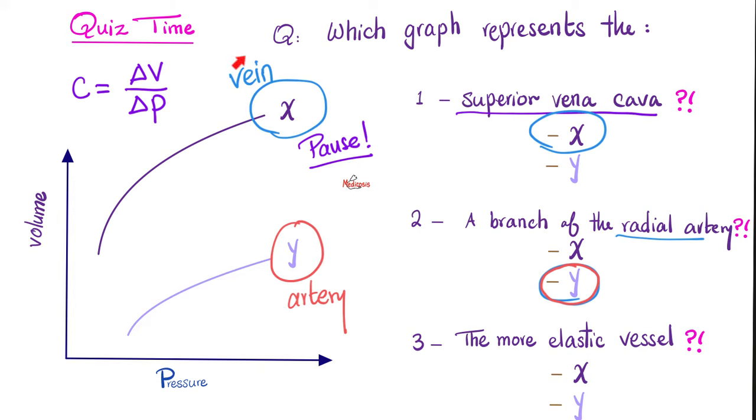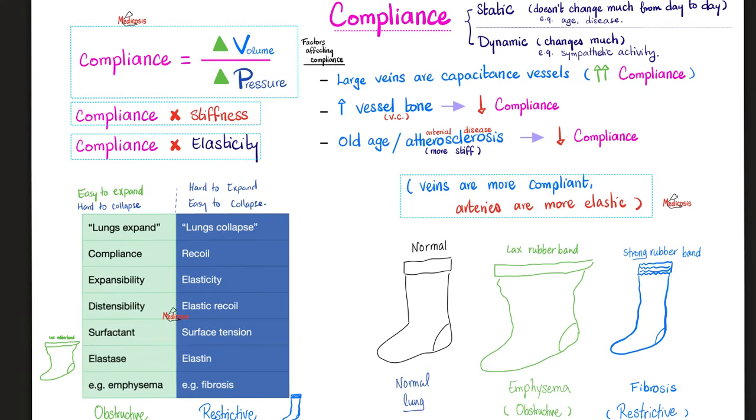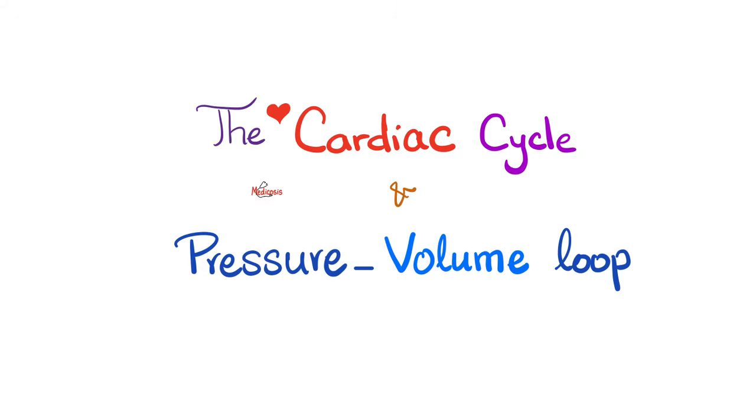It's easier to expand a vein than an artery at a given pressure. So which one is more elastic? The one that's more elastic is the one that is less compliant, i.e. the artery. So relatively speaking, veins are more compliant, arteries are more elastic. This is a nugget. Next, let's talk about the cardiac cycle and the topic that everyone loves: pressure-volume loops.